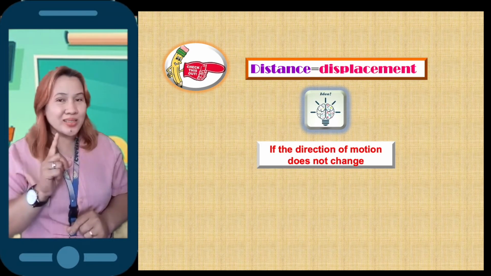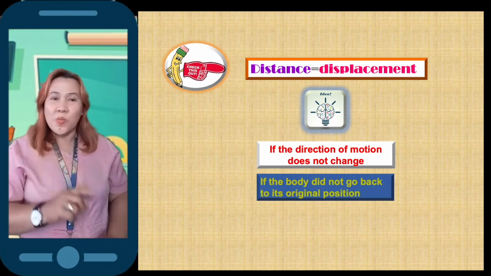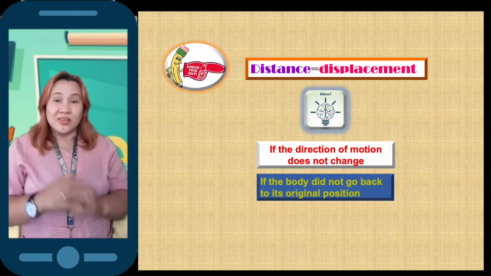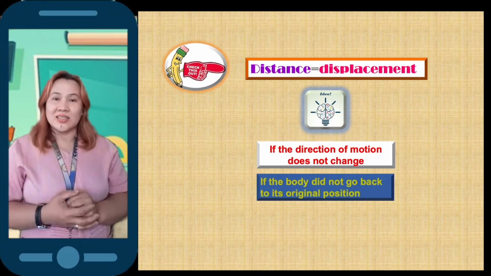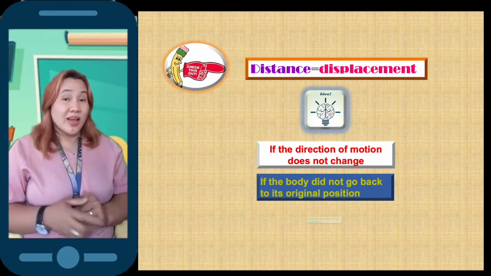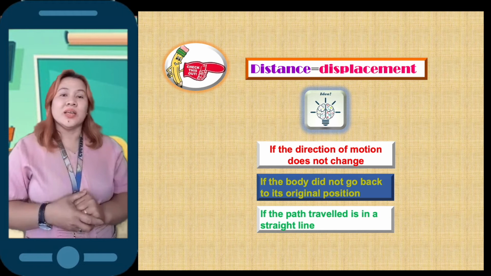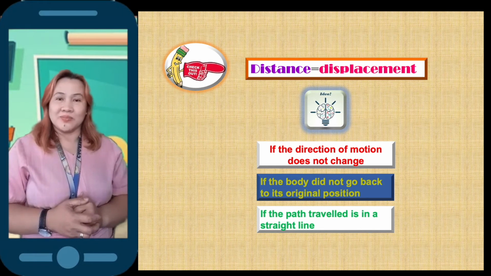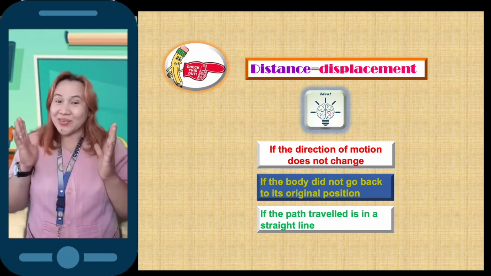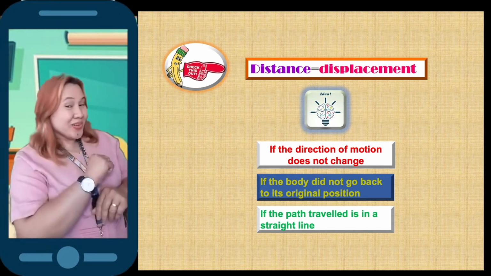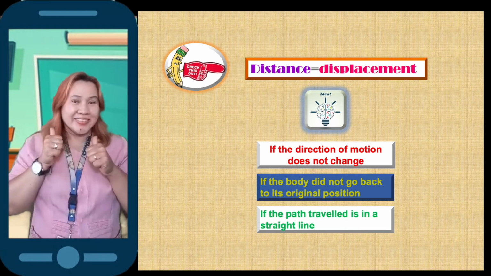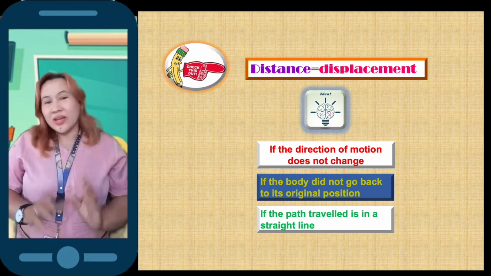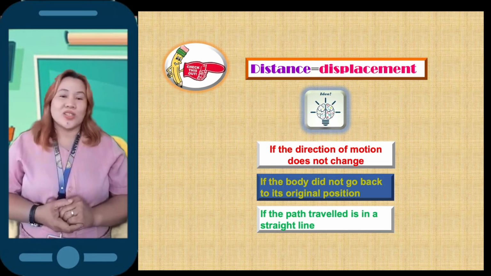Another is, if the body did not go back to its original position, then we can say distance is equal to displacement. And if the path traveled is in a straight line, then distance is equal to displacement. Learning is fun, right? Want to know more? Okay, this time, let's find out the answer to this question.